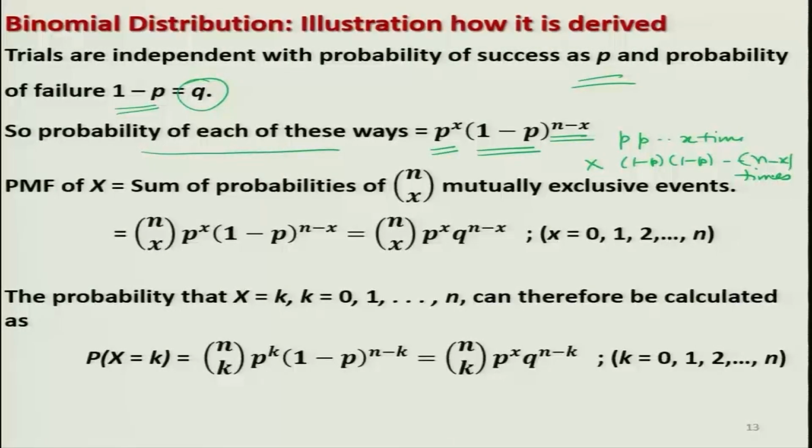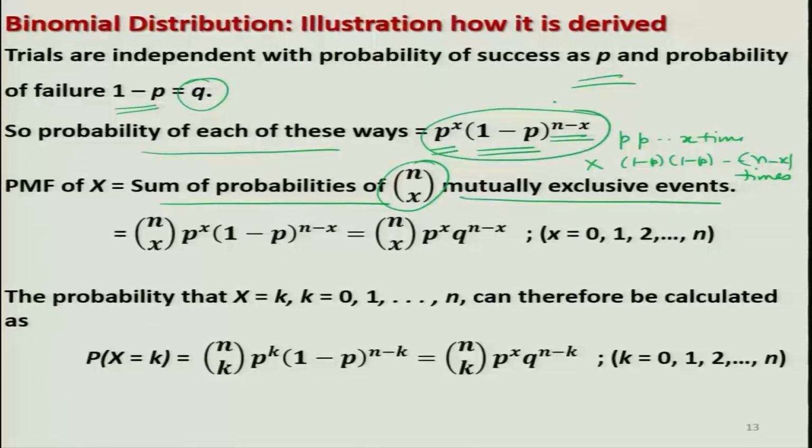So now in case I try to find out the total probability, that will give us the probability mass function of x, that is going to be the sum of probabilities of n choose x mutually exclusive events. And if you sum this p raised to the power of x into 1 minus p raised to the power of n minus x, n choose x times, you get a function like n choose x p raised to the power of x, 1 minus p raised to the power of n minus x, and this 1 minus p can be replaced by q, right.